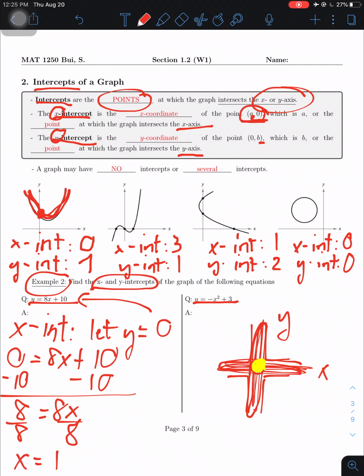So again, I told you the x-intercept here could be a point or the x-coordinate, right? So you can box this as the answer for the x-intercept, or if you refer to it as a point, you can write it as (1, 0). Why is that so? Because x in here is 1, we know that. And y in here, from the beginning, we let equal to 0. So that's why we have the point as (1, 0).